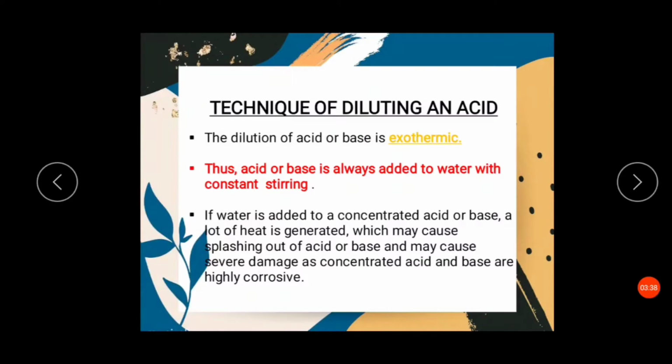So while diluting an acid, always acid or base is added to water with constant stirring. We should always add acid or base to the water. We should never ever add water to the acid or base. Why? Because if we add water to the acid or base, then an enormous amount of heat energy will be released, which will cause splashing out of acid. And if acid splashes out, it will cause severe damage, because concentrated acid and base are very corrosive in nature. They can damage your skin.